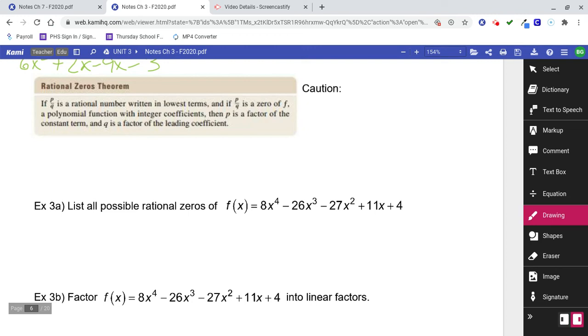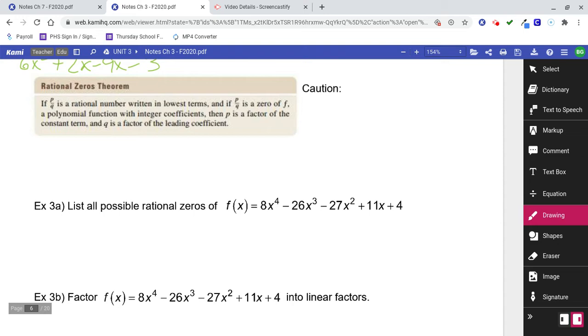The rational zeros theorem is a way to figure out what might be zeros, okay? It looks really complicated. It says if p over q is a rational number written in lowest terms and p over q is a zero of f, a polynomial function with integer coefficients, then p is a factor of the constant term and q is a factor of the leading coefficient. That's really tough to understand without a formula.